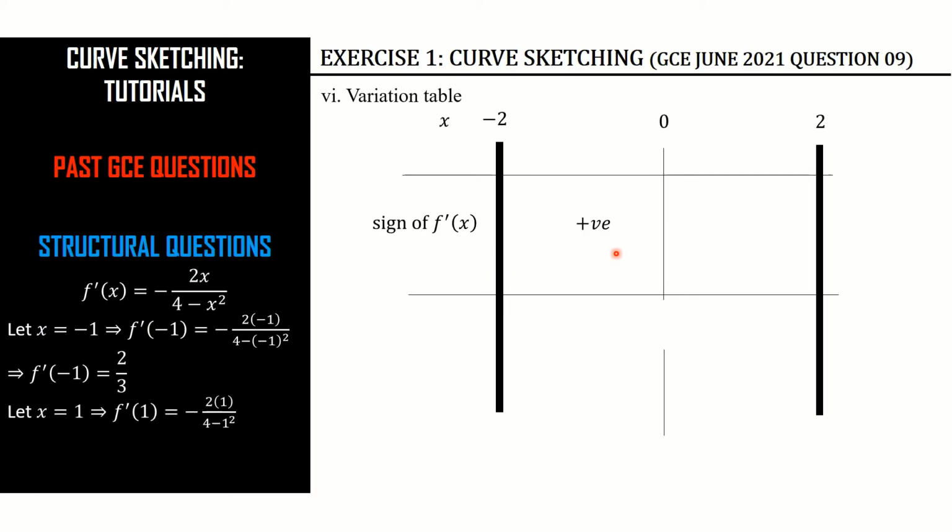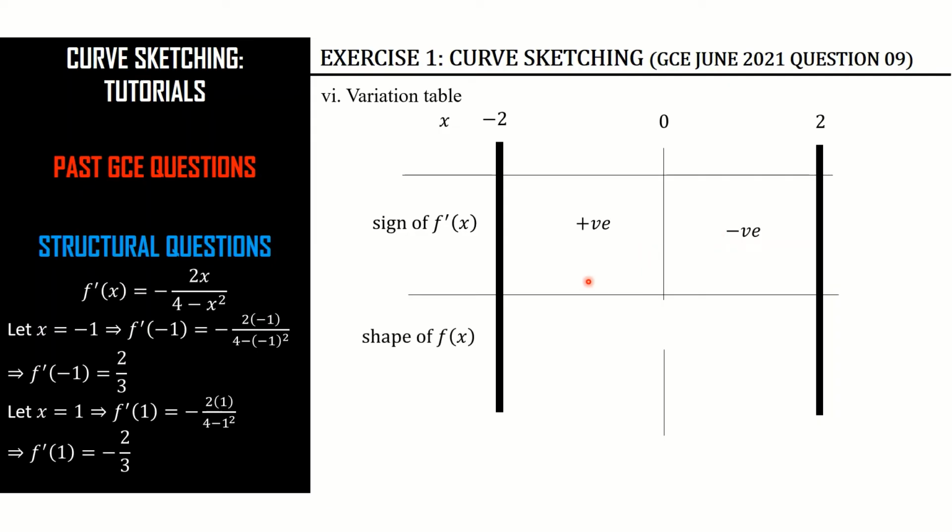Now let's go to the next interval. The interval from 0 right up to 2. We pick anything, let's pick 1. We pick 1, you look for f prime of 1. You get -2 times 1 over 4 minus 1 squared. So doing it, you get -2. So clearly it is negative. So in this interval, my first derivative is negative.